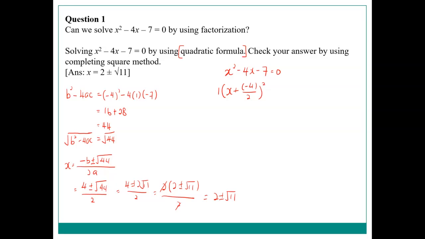2a is 2, squared, plus c minus b squared over 4a, right? So I get x minus 2 squared, negative 7 minus 16 over 4. I got 11, all right? So I can move the negative 11 to the other side, and then I move the square to the other side, and then I move 2 to the other side. So as you can see, the two answers are the same.